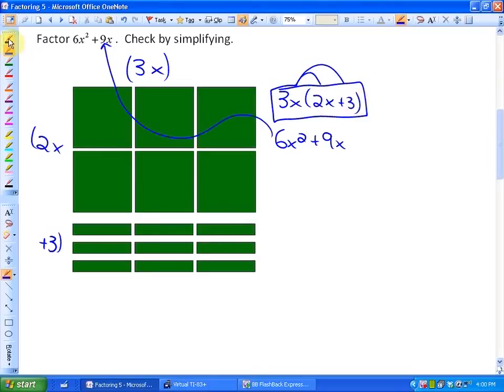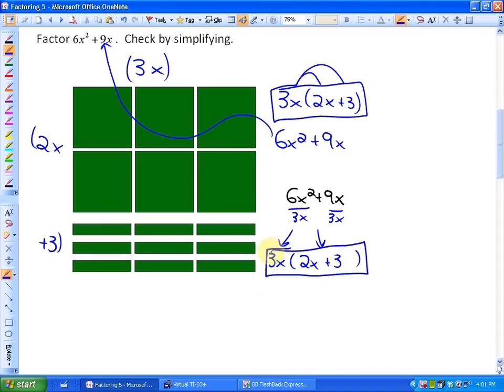If you're to factor this without area, you do it the same way. You'd recognize that there is a greatest common factor, and that greatest common factor was 3x. You can divide these both by 3x, and by taking out the greatest common factor of 3x, you would be left with 2x plus 3, and that's the factored form. So you don't need to use algebra tiles.